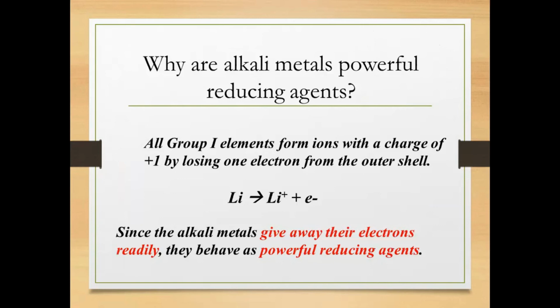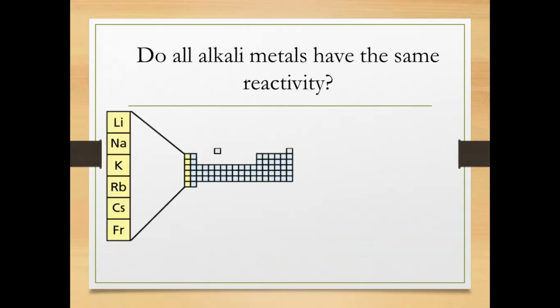Then they are strong or powerful reducing agents. What are reducing agents? Reducing agents are agents that can donate their electrons easily. Group number 1 members contain one electron in their outermost shell, so they can easily donate that electron. Therefore they are powerful reducing agents, and this will be studied further in redox reactions.